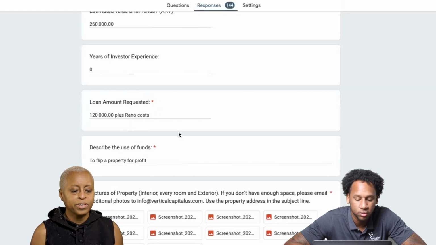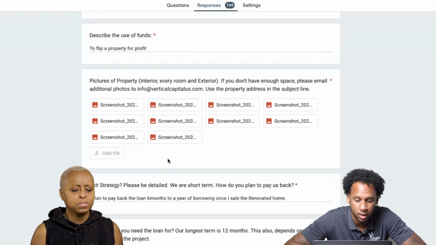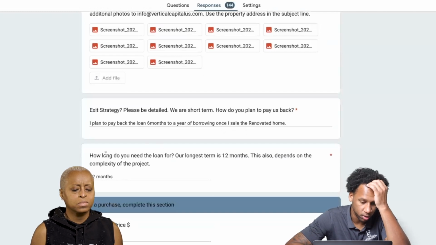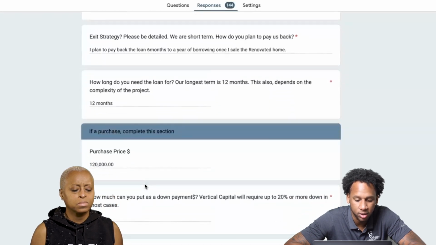And 0 years of experience. So 0 years of experience. Describe the use of funds: to flip a property for profit. All right. I plan to pay back the loan 6 months to a year of borrowing once I sell the renovated home. All right. How long do you need the loan for? 12 months. Purchase price 120,000.